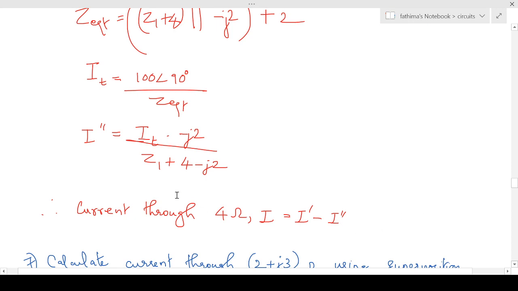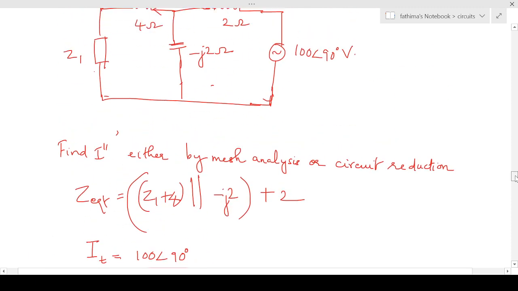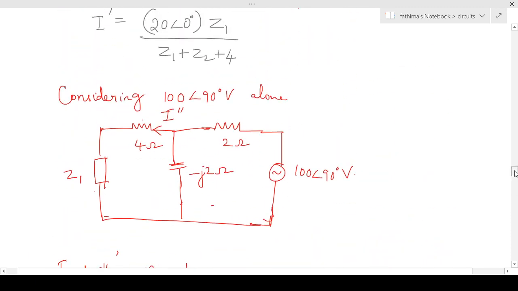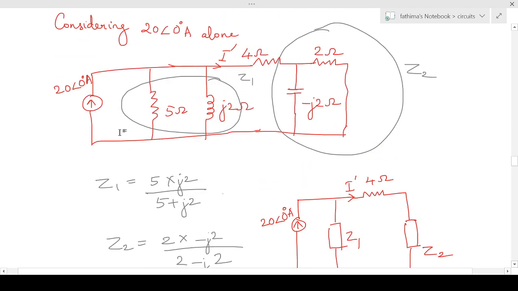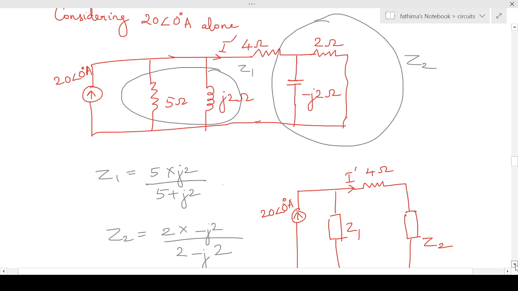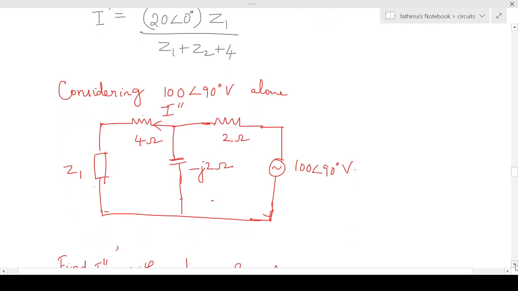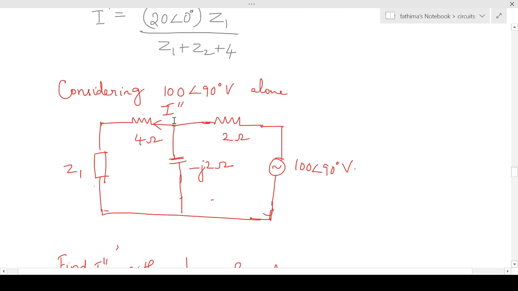So we will get I double dash. The current through 4 ohm I will be equal to I dash minus I double dash, because in the first case the current is flowing from left to right. When we are considering the 20 angle 0 degree current source acting alone, current is flowing from left to right. And when we consider the voltage source acting alone, we can see that the current is flowing in the opposite direction, that is, from right to left.